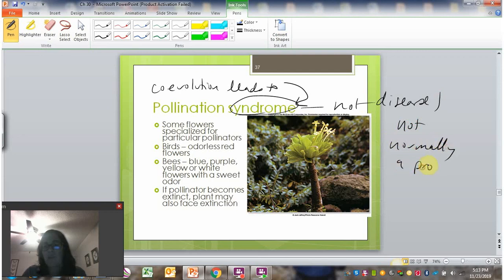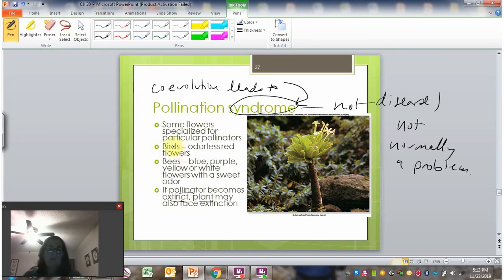Again, it's a normal result of coevolution. The only problem that arises is if you're losing one of the partners, because their fates are interrelated. If the pollinator goes extinct, then the plant will go extinct. If the plant goes extinct, the pollinator may go extinct as well. So that relationship has become really exclusive.